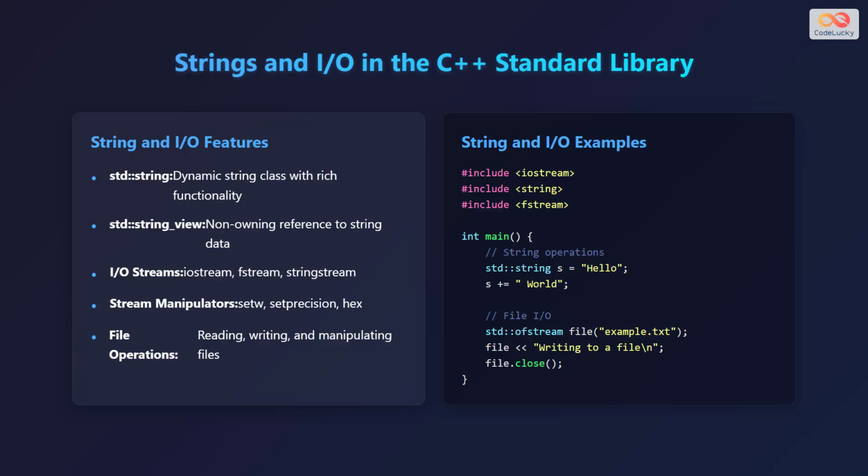Here are some string and I/O examples. Include the necessary headers, iostream, string, and fstream. Then, in the main function, perform string operations by creating a std::string object and concatenating strings. Perform file I/O operations by creating a std::ofstream object, writing to a file, and then closing the file.